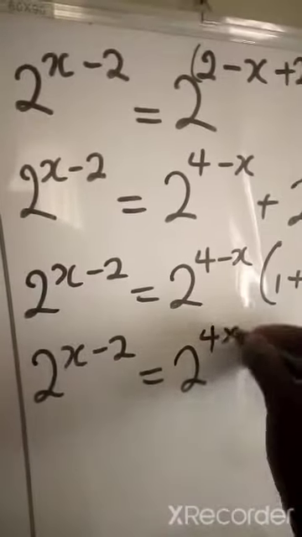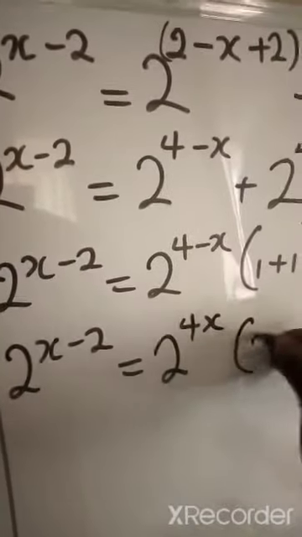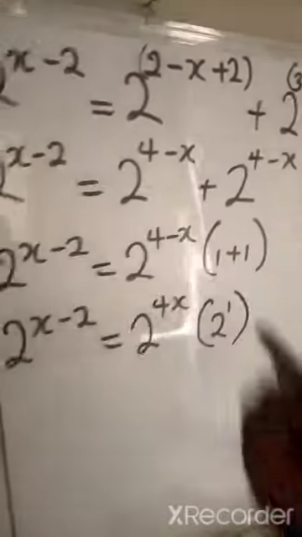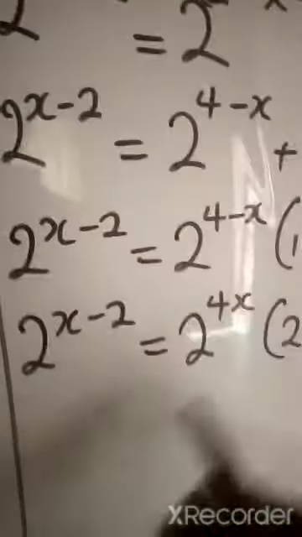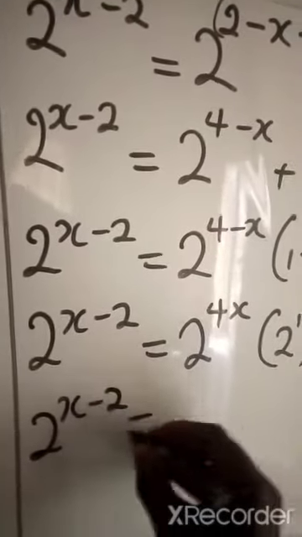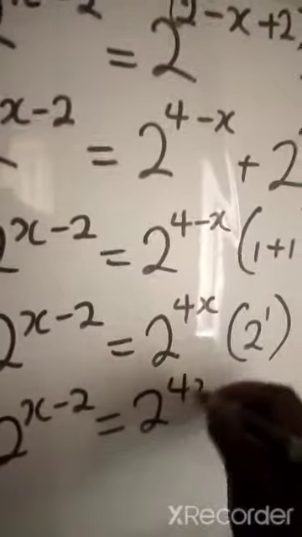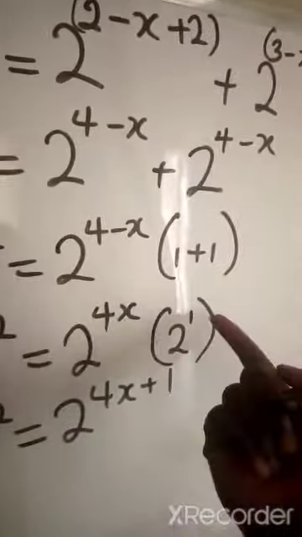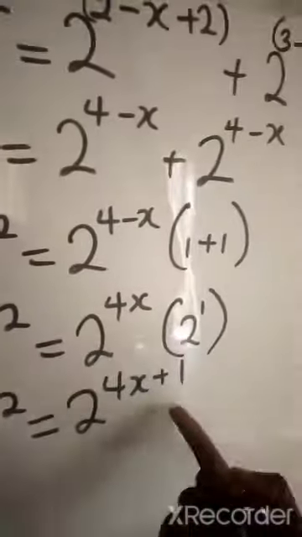of 4 minus x, times 2 raised to the power 1, which is the same thing as 2. So that's why I'm putting raised to the power of 1. So now you can join these together so that you have 2 raised to the power x minus 2 equals 2 raised to the power of 4 minus x plus 1, because they are the same. When you are multiplying, you add the powers together. So that's why we have 4 plus 1.